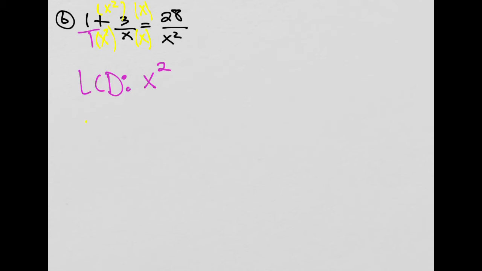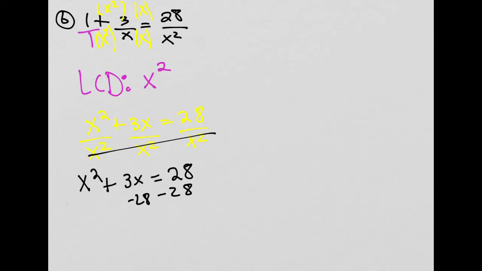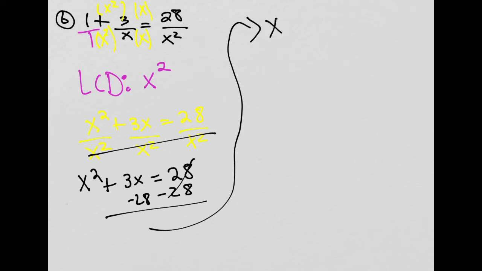So once I multiply that, I'm going to have x squared plus 3x equals 28 over x squared. Cancel the denominator. So now I have x squared plus 3x equals 28. We need to solve for x, but the moment we have that square, so it becomes a quadratic, we need to set it equal to 0. All right, I'm going to go ahead and write the work right here. Plus 3x minus 28 equal to 0.